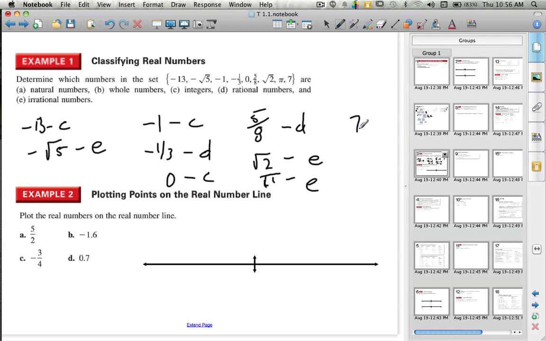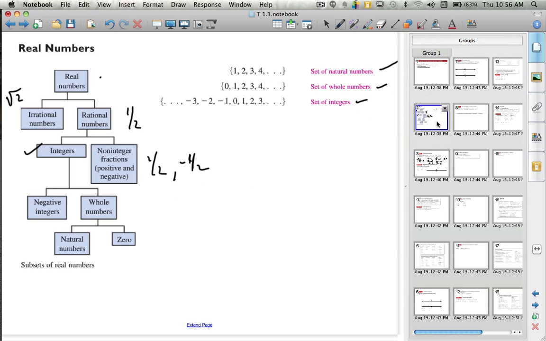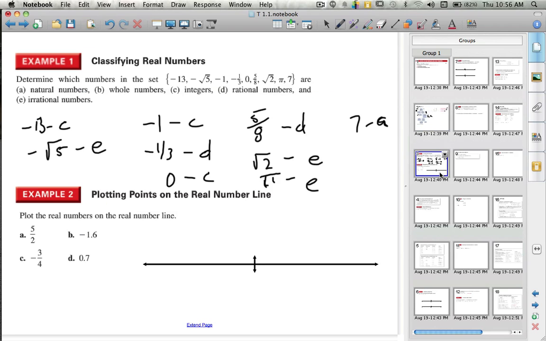7 is a natural number. It's also a whole number, an integer, and a rational number. So when you think of some of these things, if you go back to that chart, you can see that integers are rational numbers, negative integers, whole numbers, natural numbers, and zero are all rational numbers, but they sometimes fit more specifically in one of these subsets of rational numbers. If I wanted to put points on a number line, we're talking about working with their generic values and understanding what's like what.